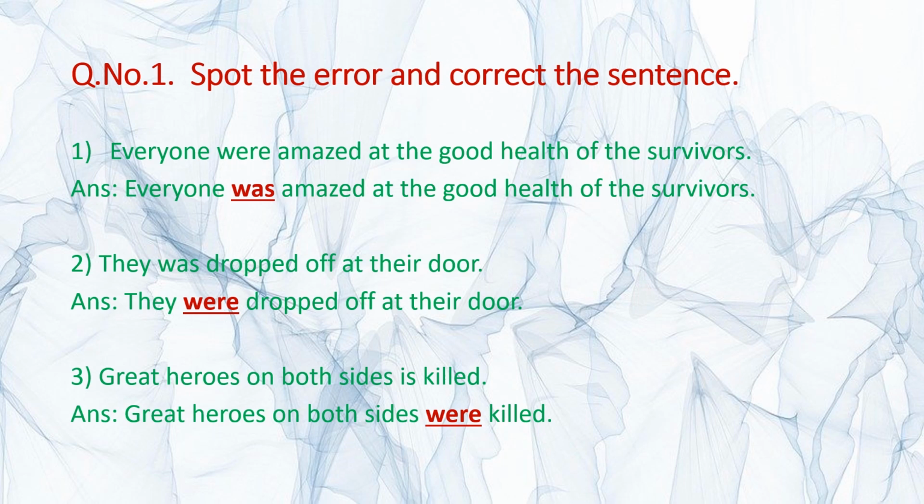See the third one. Great heroes on both sides is killed. And what is the correct answer for that? Great heroes on both sides were killed. See, students, write down and take these sentences. If you want the answers, you can write down the answers and take them too so that they will remain. So you are just going to revise before your exam.